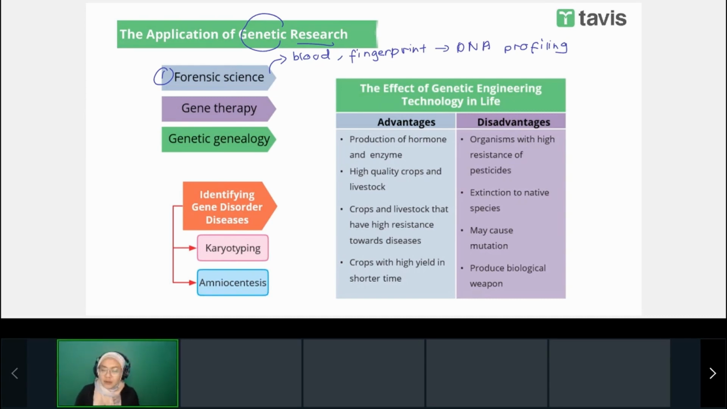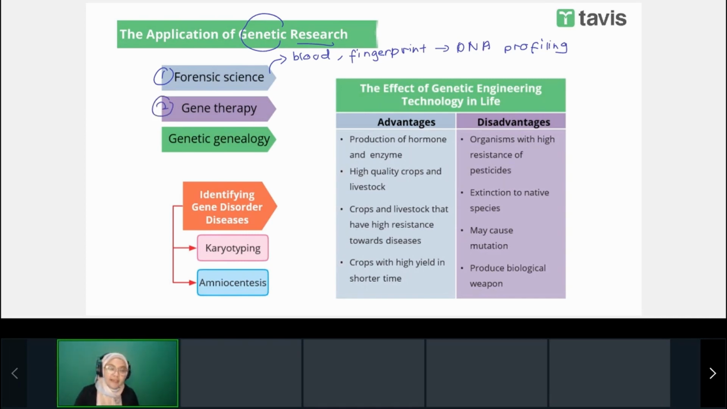From the karyotype, we can identify that the person has XY or XX. So from there, we can know whether the criminal is female or male. Each pair of chromosomes holds one characteristic of the person, either the person has blue eyes, or curly hair or straight hair. So it's very interesting.